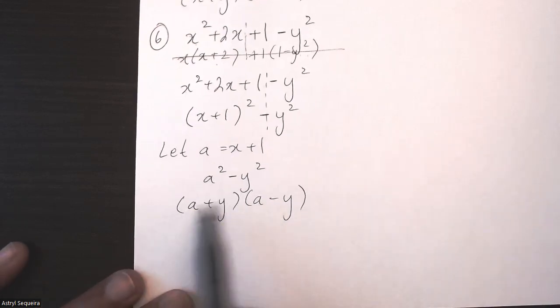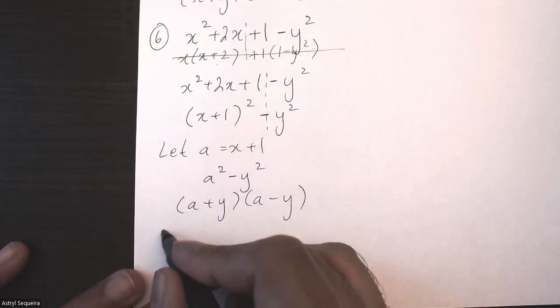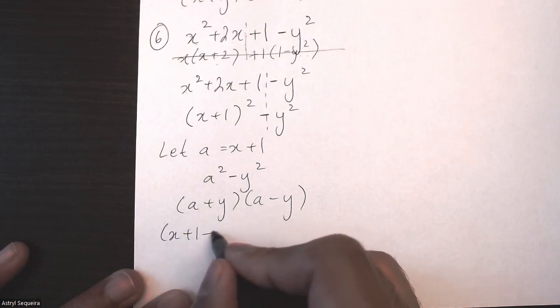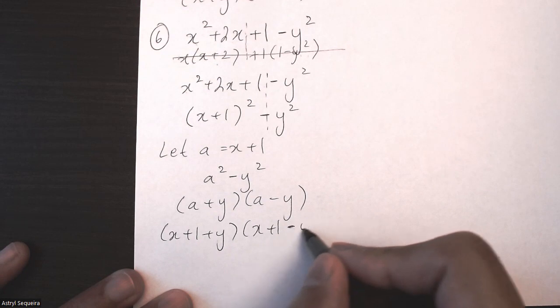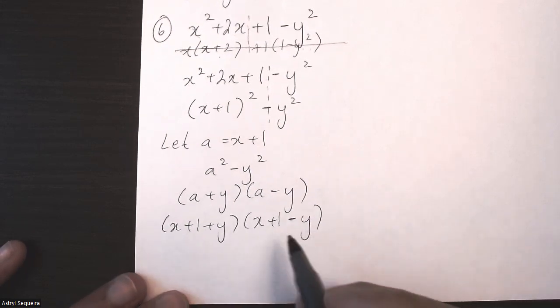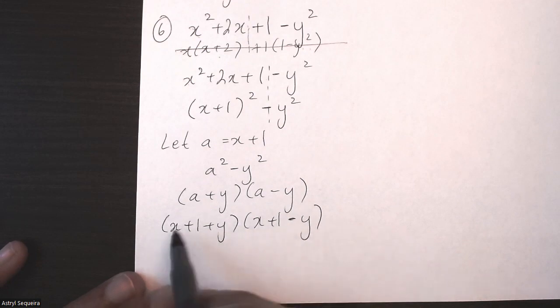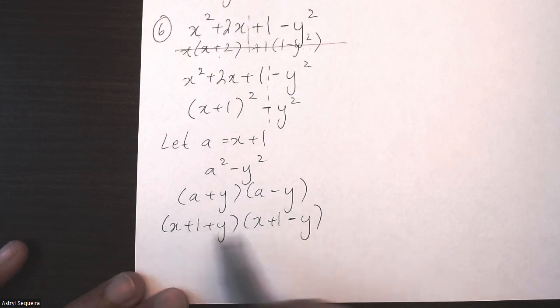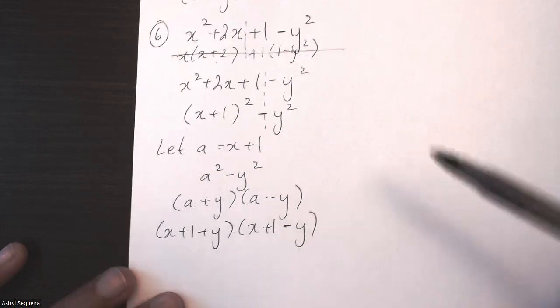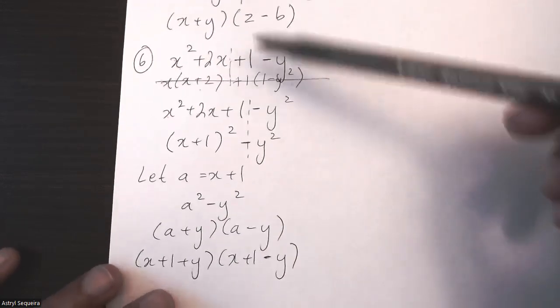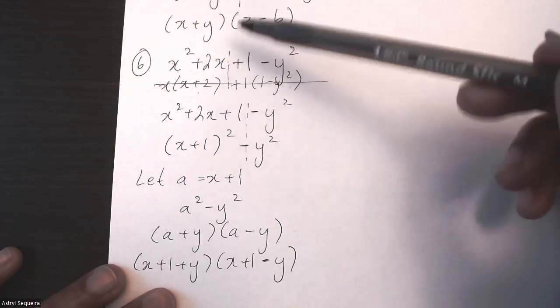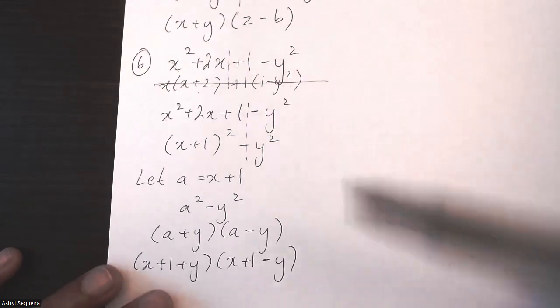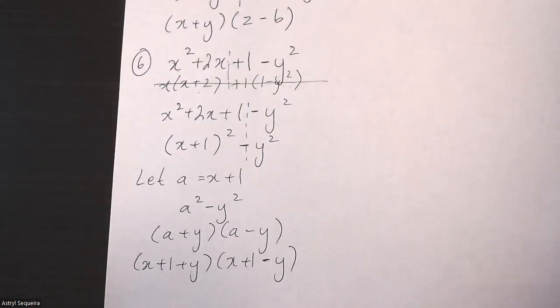And then you want to replace the a's back with x plus 1 plus y times x plus 1 minus y. And then you want to try and combine like terms, but in this case, it's not possible. So this is my final solution. So that's how you group when you're grouping 3 terms together and then having 1 term separate. And you don't necessarily have to group around the middle like in grade 10 math.